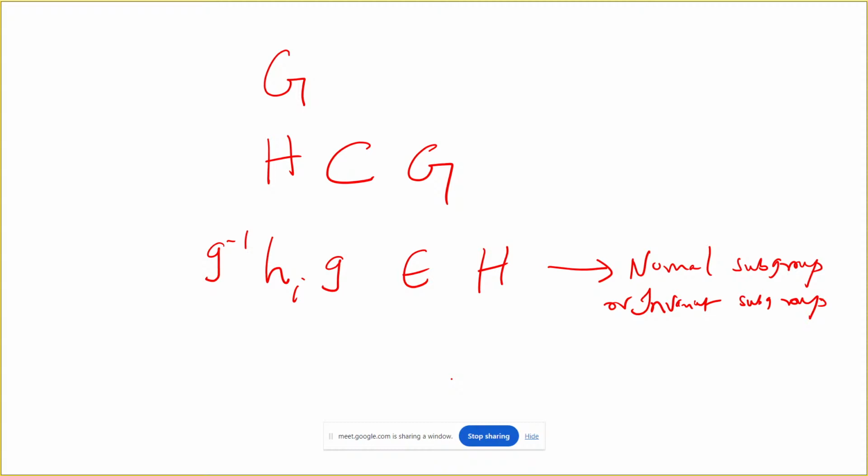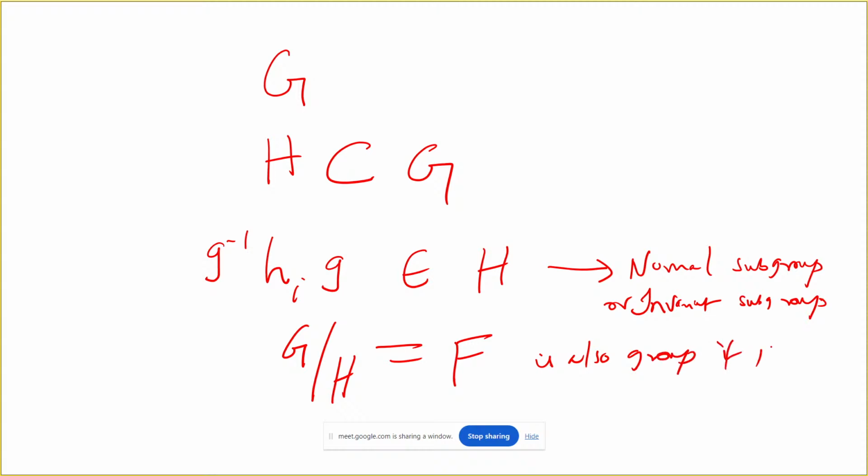And interestingly, if you have an invariant subgroup, you can construct left coset and right coset. And the left coset will be equal to the right coset. And you can define G mod H. And this is what we call a factor group. And this factor is also a group if H is invariant. Okay, so this is the definition.